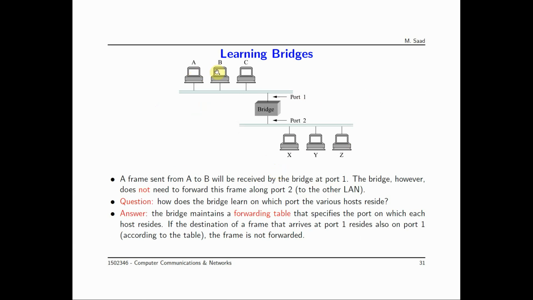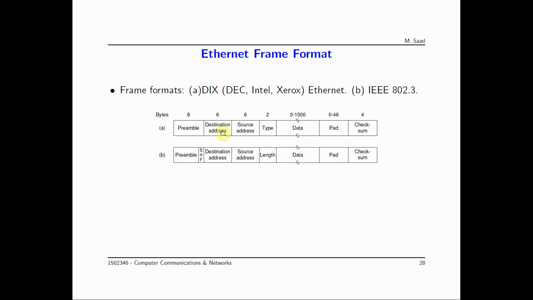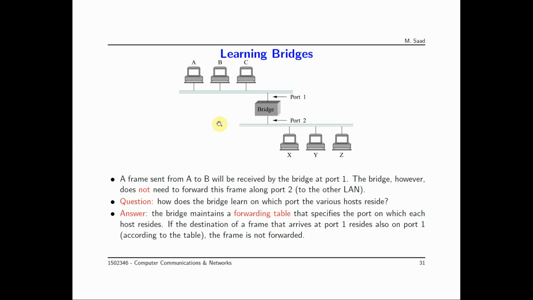Imagine that A wants to send to B. So A is sending a frame. We know that the frame has a header. The header contains a source address and the destination address. And if A is sending to B, it means the source address is the MAC address of A and the destination address is the MAC address of B.